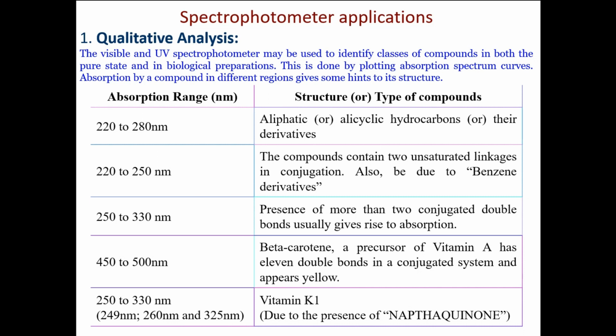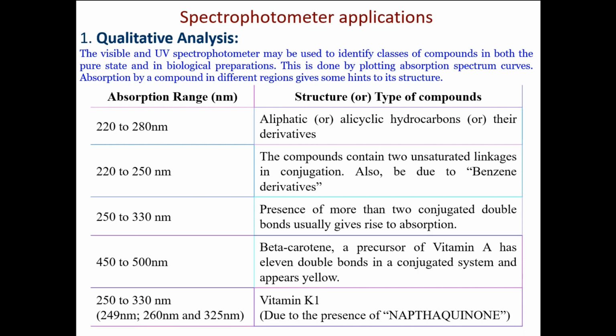And then some compounds will also show absorption at 250 to 330 nanometers, like 249 to 260 nanometers, 325 nanometers, and they may have naphthoquinone rings in those particular compounds. That's why they show a characteristic absorption. So based on the absorbance region, you can identify what kind of compound is present in the sample. That's what we see with qualitative analysis.